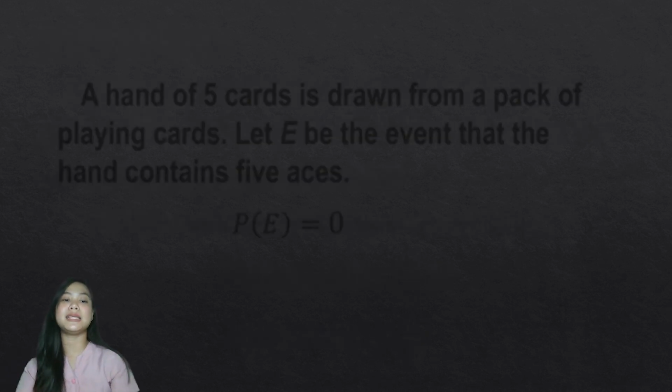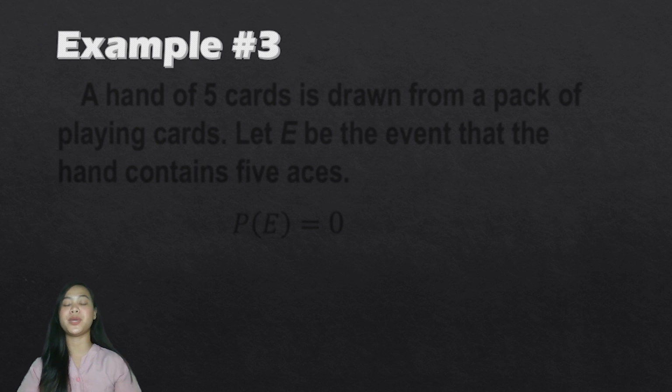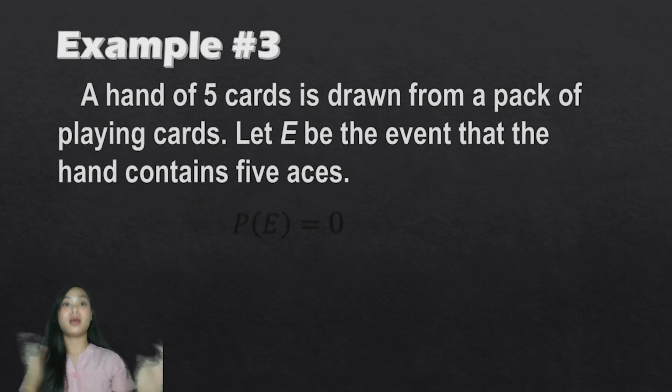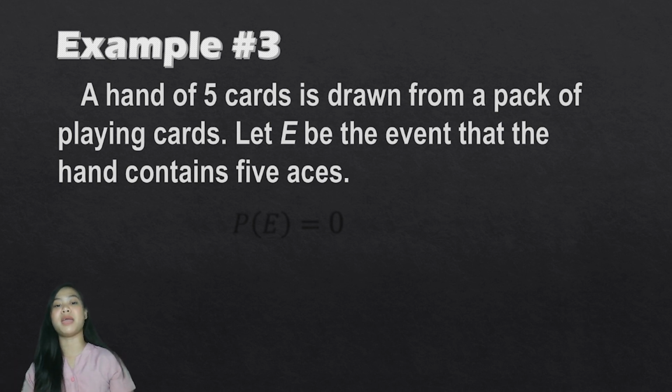And lastly, example number 3, we have this problem about a deck of cards again. A hand of 5 cards is drawn from a pack of playing cards. Let E be the event that the hand contains 5 aces. So from our second example, for letter A, the probability of an ace is 4 over 52.